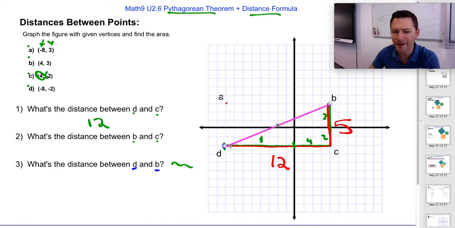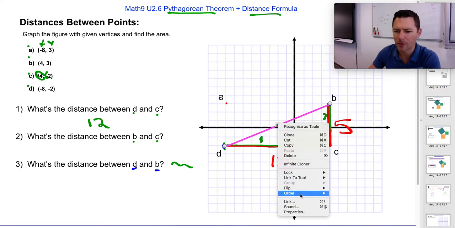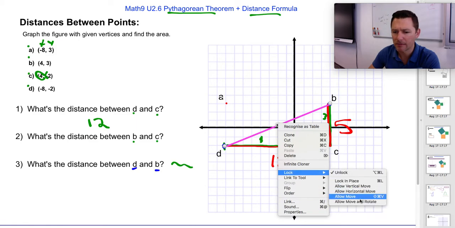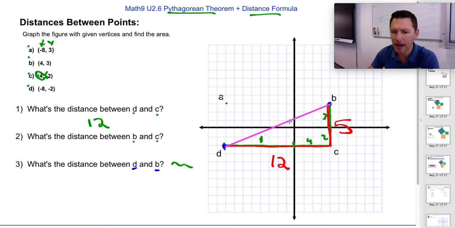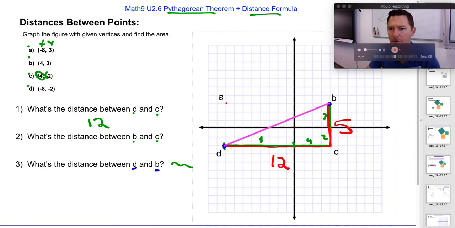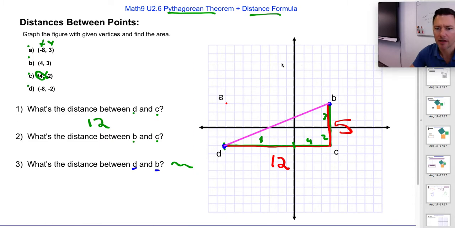it's hard to figure out how far that is because I can't count along the squares, right? So if we lock this as a certain length, I can't really figure out how long it is. You'd have to turn this whole thing. I don't know how you'd do it. It'd be messy, right? It'd be really messy.